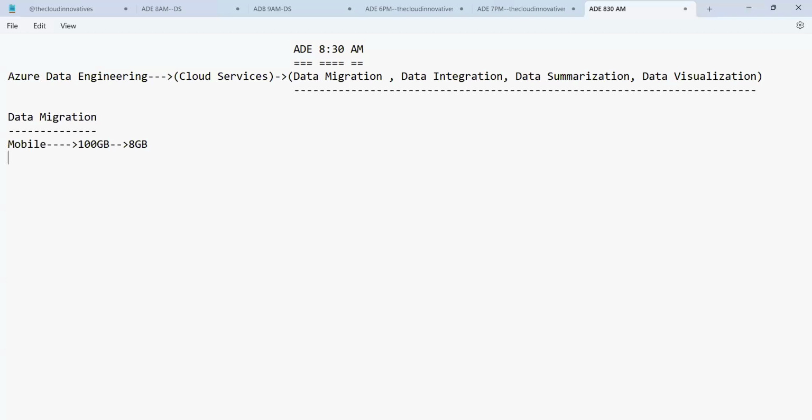That means the processing speed of this one is what? Sorry, 8 GB is the processing speed and 100 GB is the storage.